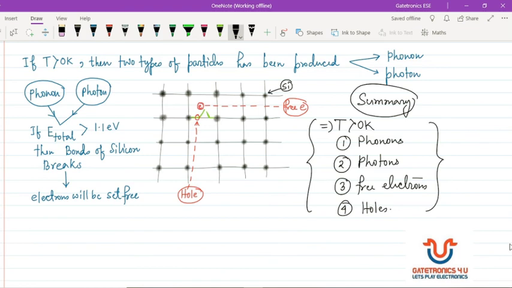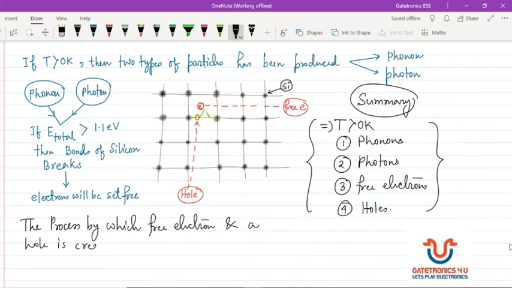So we can write that the process by which a free electron and a hole is created is called electron hole pair generation. In short, it is called EHP generation.